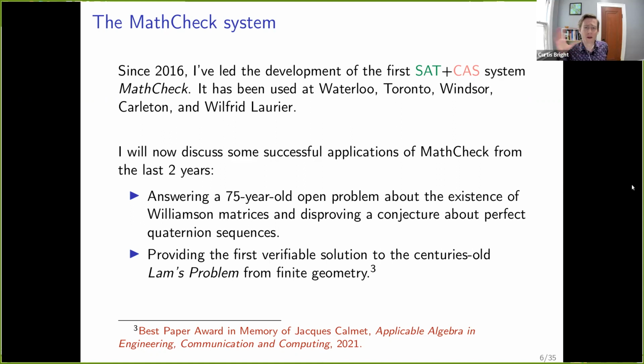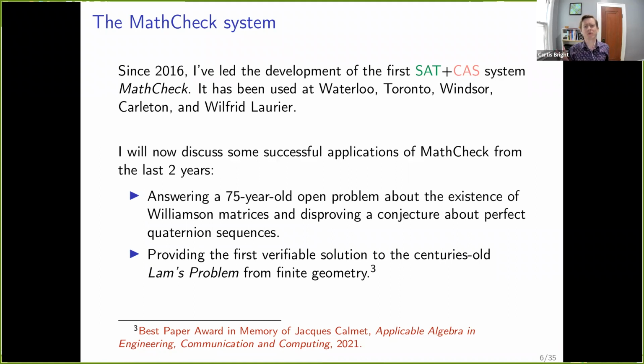So we've been using the system called MathCheck in many different universities. It's been used now by researchers in Toronto, Windsor, Carleton, Wilfrid Laurier. And as I'll describe in the talk, we've been basically getting orders of magnitude speed up in certain problems. So it's a very effective way of harnessing the search power of the SAT solver with the mathematical sophistication of a computer algebra system.